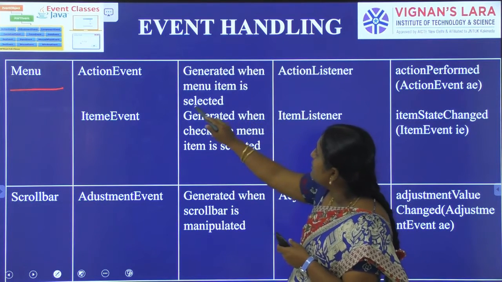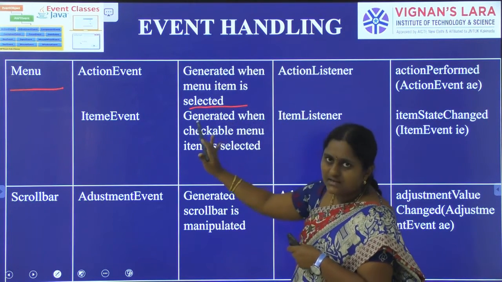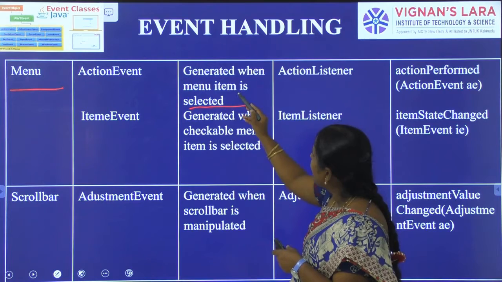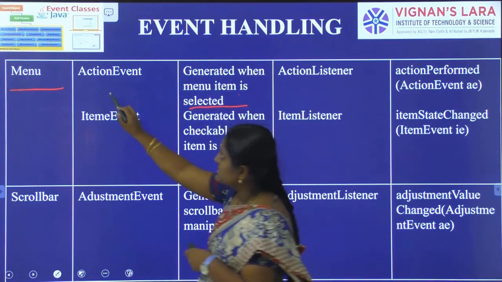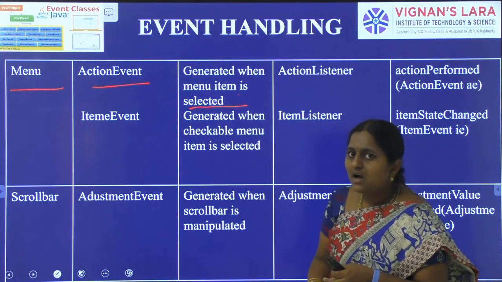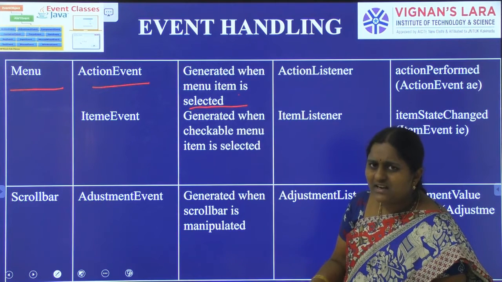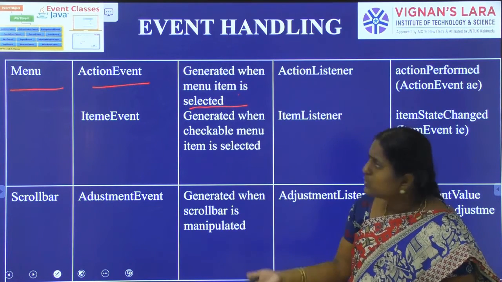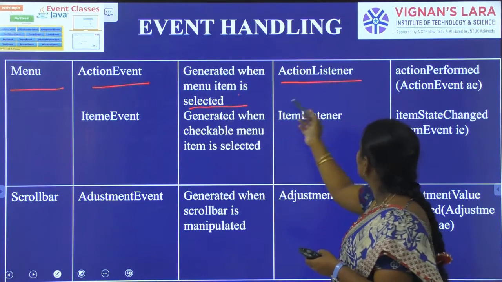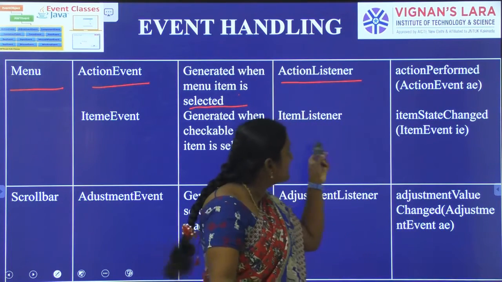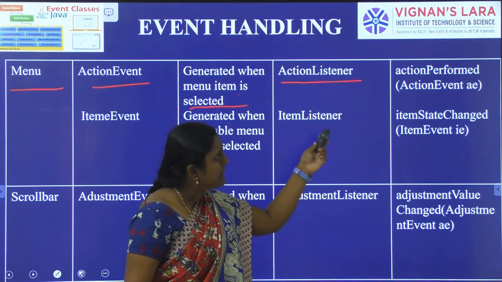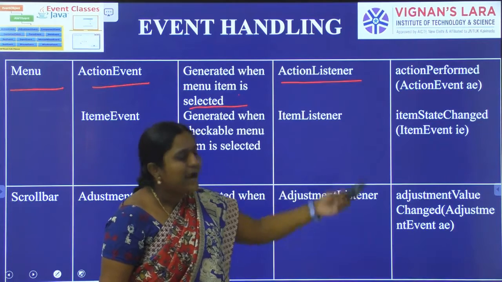So it is generated when a menu item is selected. In the menu a number of items are there, and we can select any item in the menu. Which event could be generated? Action events can be generated. When an event is generated, it passes to the corresponding listener interface, which is responsible for handling the event. Here ActionListener is responsible for handling the ActionEvent. The ActionListener interface defines one method, the actionPerformed method. Here ActionEvent is the object, this object is supplied as an argument to the actionPerformed method, and A is the reference.